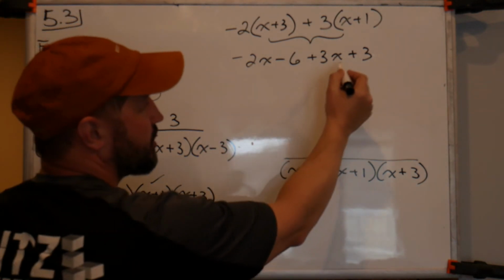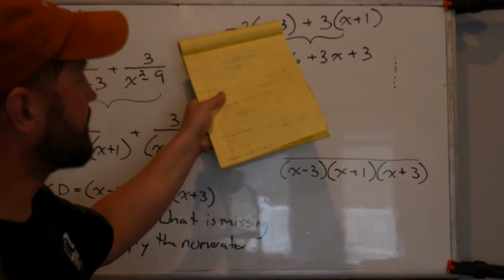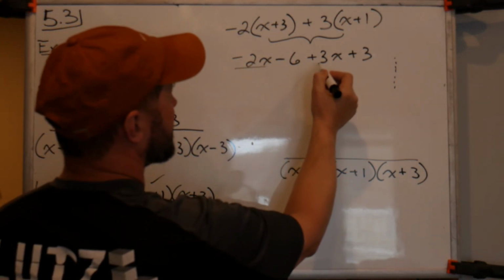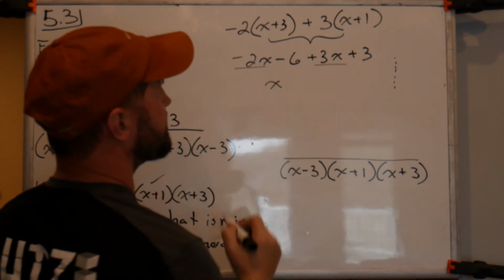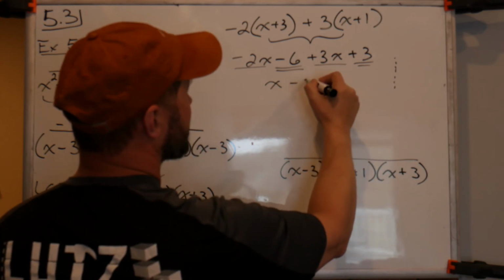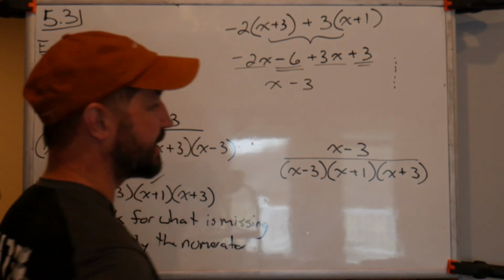Then I'm going to distribute my 3 plus 3x plus 3. Once I get that, I'm working down to see what my numerator is. I'm just going to do the work with my numerator until I get it all done. So I have a negative 2x and a positive 3x. That leaves me with x. I have a negative 6, a positive 3, leaves me with 3. So I have an x minus 3 in my numerator.